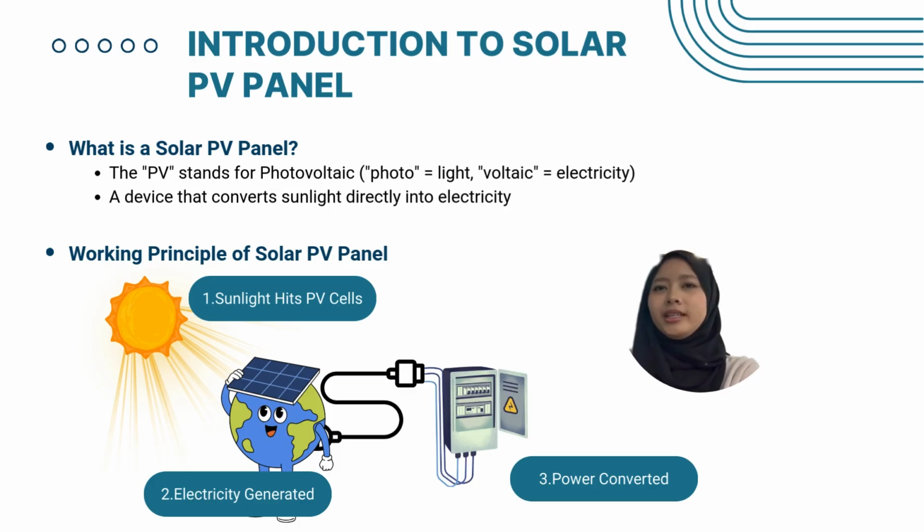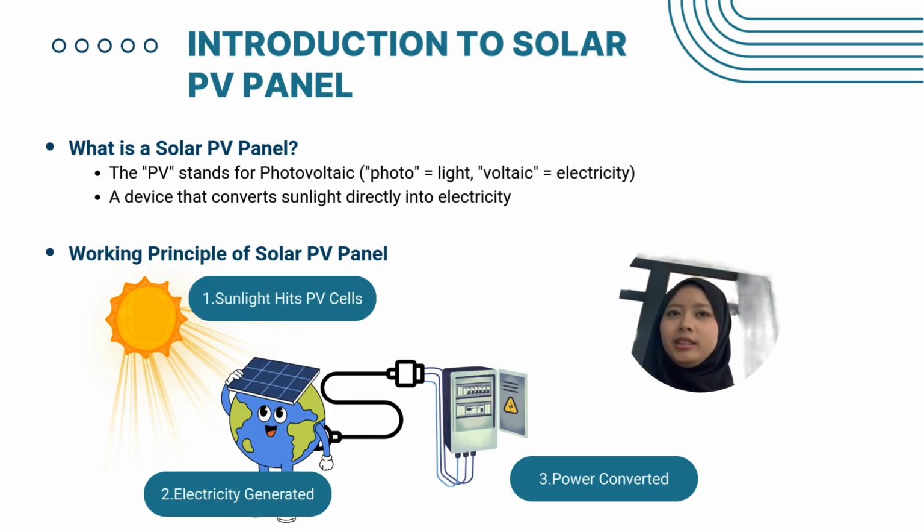When that happens, we create a special environment inside the cell by doping the silicon. This causes the forming of two layers, which are the N-type layer and the P-type layer. When these two layers meet, an internal electric field is created. This movement of electrons creates a flow of direct current, or DC electricity. This is the same type of electricity that you get from a battery.